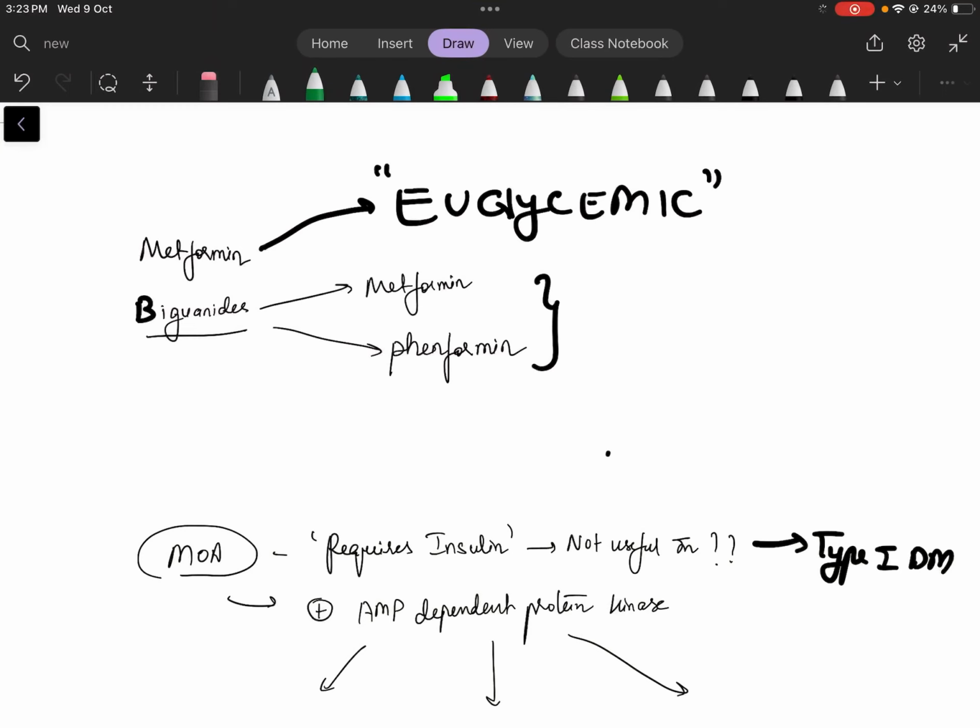Welcome to Anti-Diabetic Drugs Part 2. So I'll be discussing a drug called metformin. Metformin is a very commonly used drug.